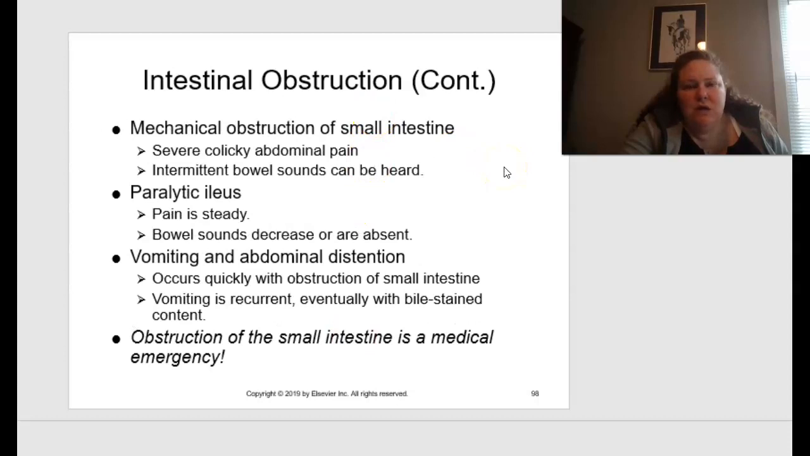Mechanical obstruction of the small intestine includes severe colicky abdominal pain, and intermittent bowel sounds can also be heard. You can have paralytic ileus, and this is where the pain is steady and the bowel sounds decrease or are absent. Vomiting and abdominal distension occur quickly with the obstruction of the small intestine. The vomiting is recurrent, eventually with bile-stained content. And then obstruction of the small intestine is a medical emergency.